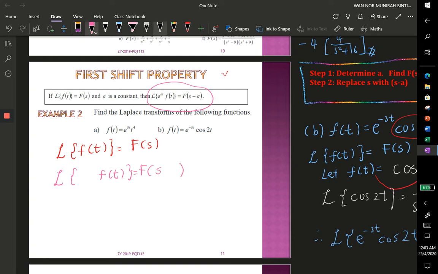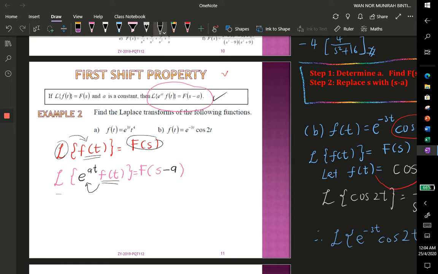But your f(t) is multiplied by another function, which is e^(at). Then your solution is no longer F(s) but F(s minus a). This is what the equation here means. Normally you have f(t), so you take the Laplace of f(t), you get F(s). But this time your f(t) is multiplied by e^(at). Then your solution is no longer F(s) but F(s minus a).